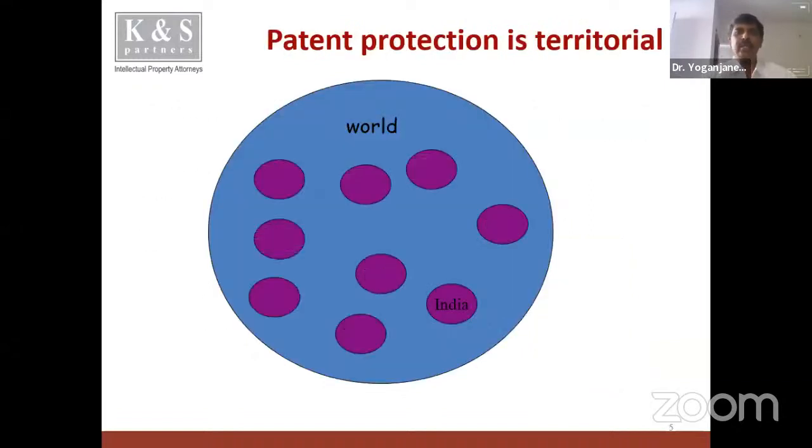So patent is territorial in nature. So what does it mean? In the world we have several countries, but if we need patent protection in India, we need to file a patent application to the Indian Patent Office. If you need an innovation to be protected in the US, you have to apply for a patent to the USPTO, the US Patent Office. So it is territorial in nature. So wherever our innovation needs to be protected, in that particular country, we need to apply for the patent. Okay.